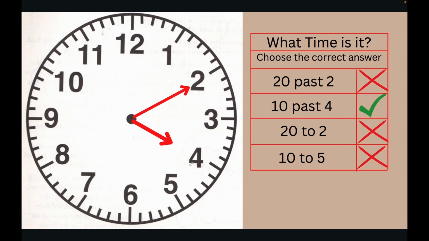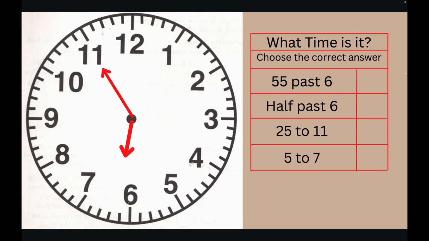The big hand is pointing to the 2, which we know is 10 minutes past the hour because the right hand side is past. And then the little hand is pointing to the 4, which is the hour. So we know it's 10 minutes past 4 o'clock. So 10 past 4. Okay, here's the next one. You have another 10 seconds.